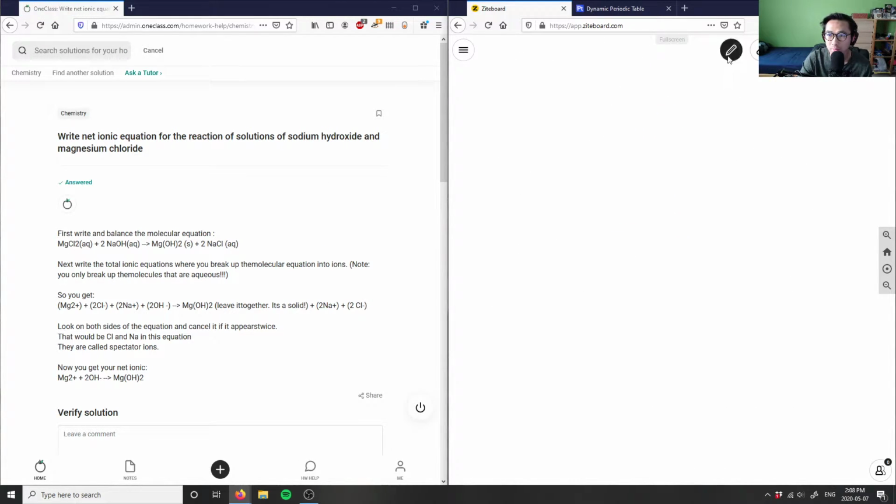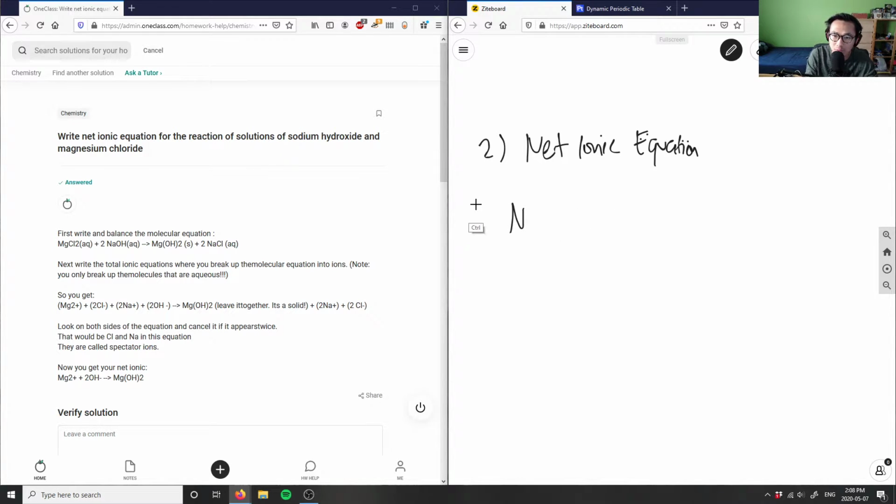Number 2 is asking us to write the net ionic equation for reactions of solutions of sodium hydroxide and magnesium chloride. So I want the net ionic equation for sodium hydroxide and magnesium chloride. So let's write this down. So I have sodium hydroxide, which is NaOH. This is all in aqueous solution.